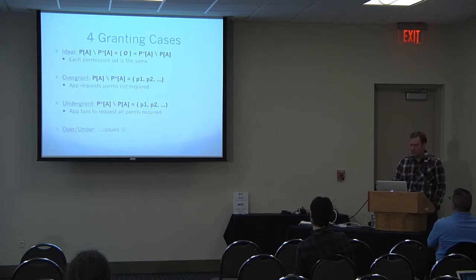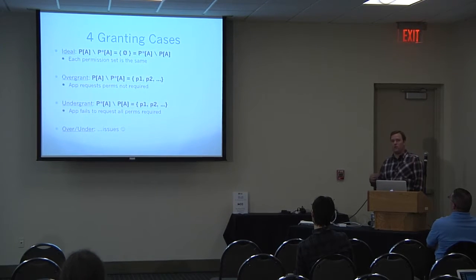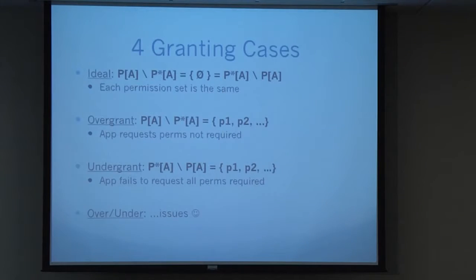So essentially, there are four granting cases associated with this gap problem. First is the ideal case, in which all of the permissions requested are exactly those required by the app to run successfully. You can verify this by taking the set theoretic complement in both directions and verifying that both are the null set.